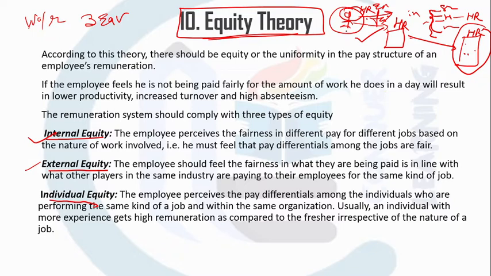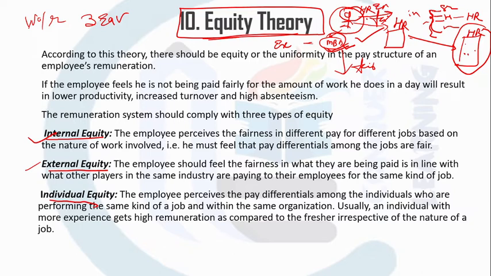And individual equity says that the employee is an MBA, or he possesses a certain qualification, or he has some experience. So as per his experience, as per his qualification, is he given fair wages? So these three equities need to be provided when you are giving the remuneration.